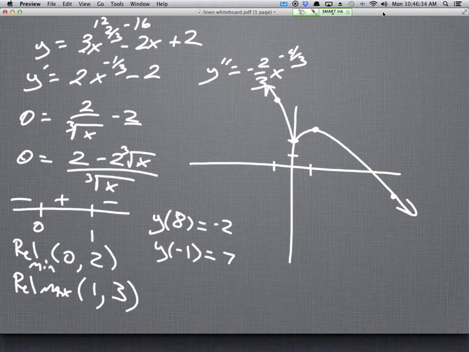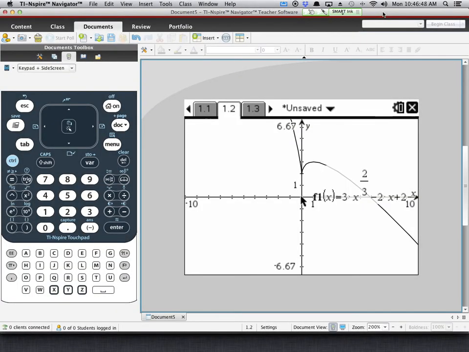So you want to find your maxes and mins, your points of inflection. Pick an extra point on the left, an extra point on the right. Connect everything the way it should be connected. Then you want to go to your calculator and graph them and see if we got it right. And this is what the graph looks like on the calculator. Does that match what we have? Yes, it does. Questions on that?